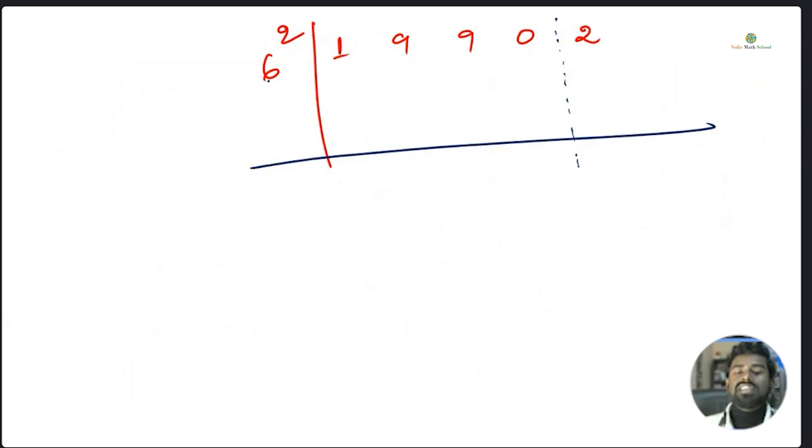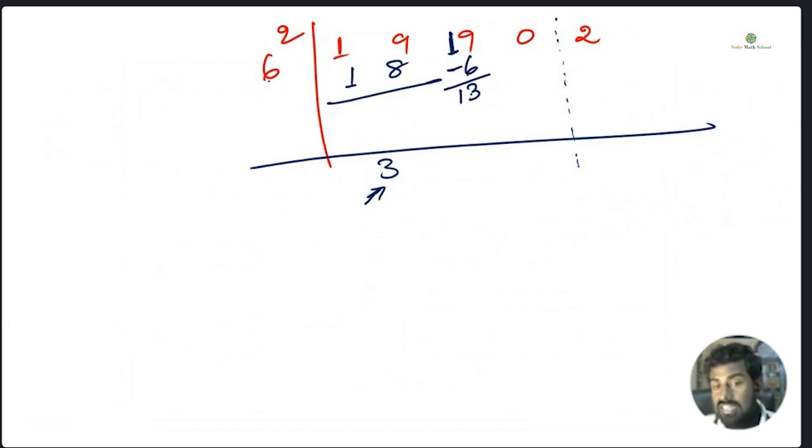Can you divide 1 by 6? No. We are going to take 19. How many times? 19 minus 18. What is the remainder? 1. Can we write down this 1 here? Yes, good. So 19 will be subtracted. What do we have to subtract? 3 into 2, not 3 into 6. 3 into 2. Always multiply with the flag. Subtract 19 minus 6. This is the new 13. This 13 will now be divided by 6.